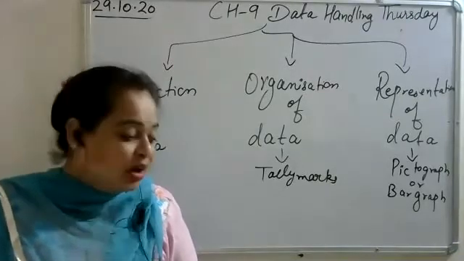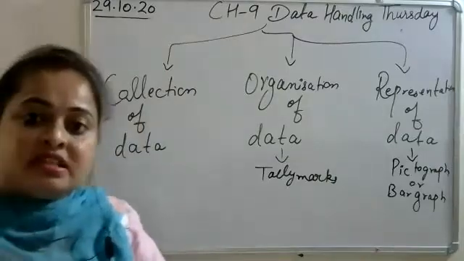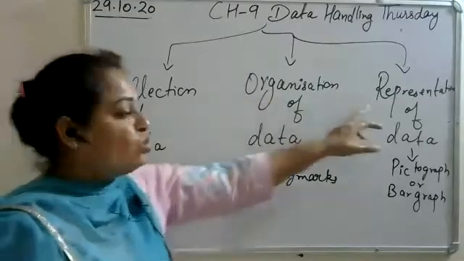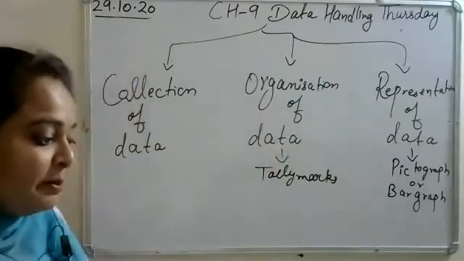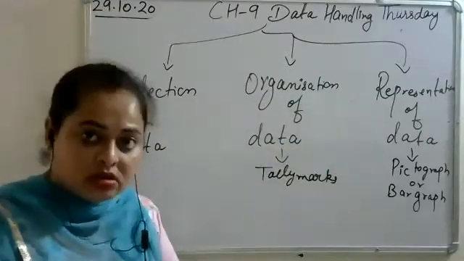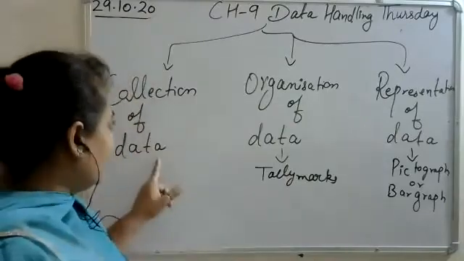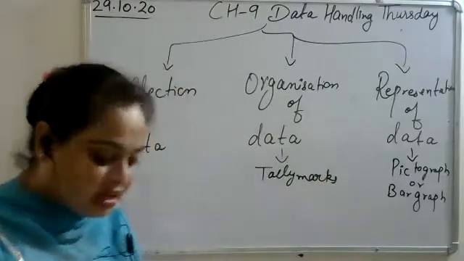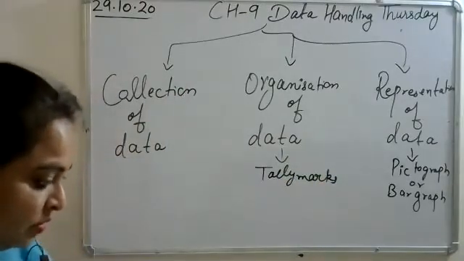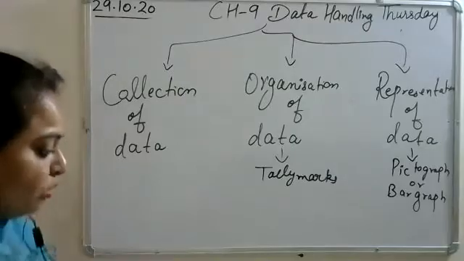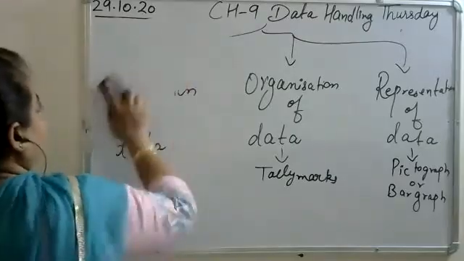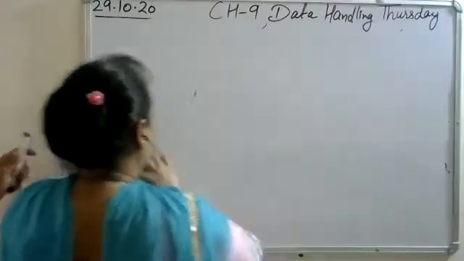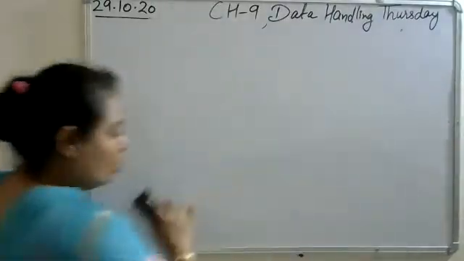Okay. Now tell me, this table is given to you. Is this table a collection, organization or representation of data? Tell me. Yes, very good. Collection of data. Well done. Very good response. The table given in the book represents a collection of data.